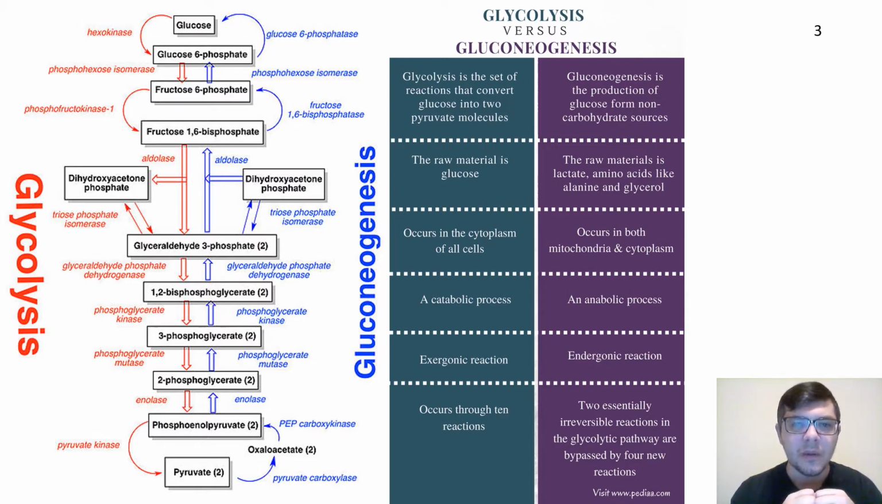And the last point in the chart is that glycolysis occurs through 10 reactions. There's actually one step that is almost like a double reaction, if that makes any sense. I'll talk about it later. And gluconeogenesis says two essentially irreversible reactions in the glycolytic pathway are bypassed by 4 new reactions. And that is what I was mentioning a second ago about the oxaloacetate and all that portion of it.